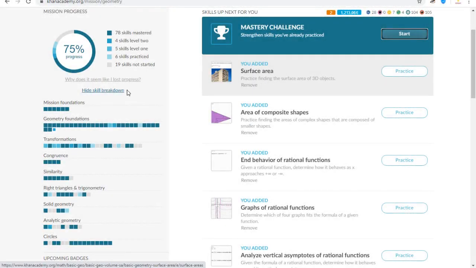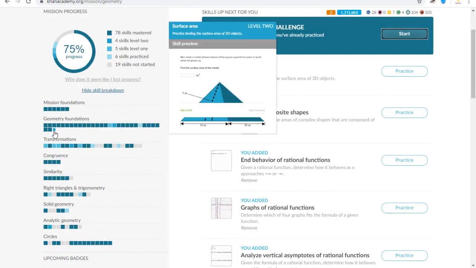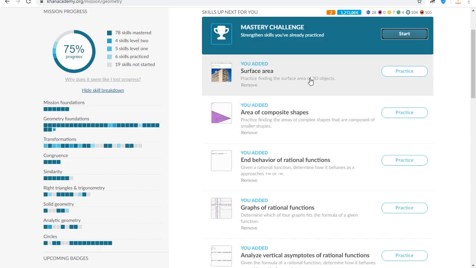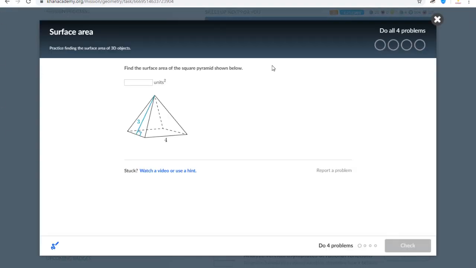Alright, the next one we're doing is surface area here. This is the skill that's at the end of Geometry Foundations. Find the surface area of the square pyramid shown below.